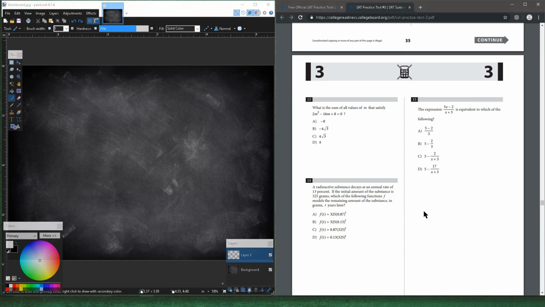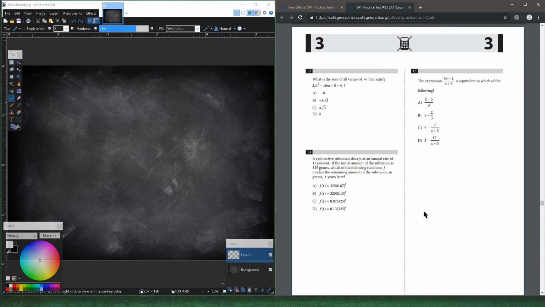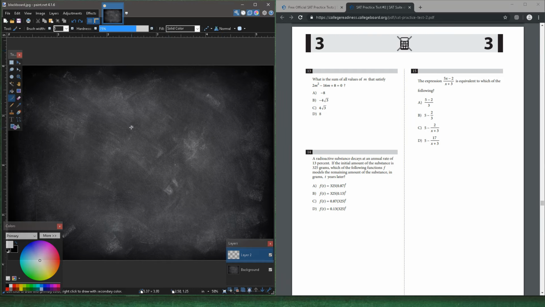14. A radioactive substance decays at an annual rate of 13%. If the initial amount of the substance is 325 grams, which of the following is the remaining amount of substance 2 years later? As I said before in my specific content cover on exponentials, 325 would be the beginning value. So it has to be 325. So C and D would be wrong.